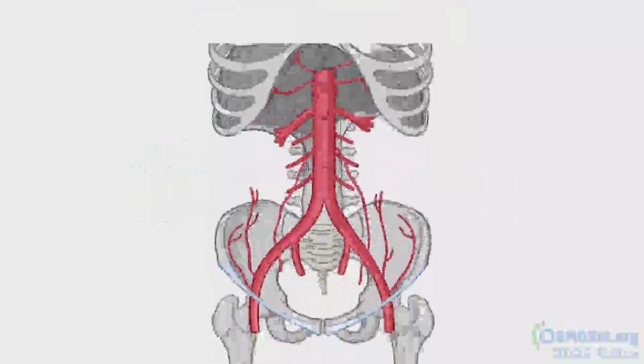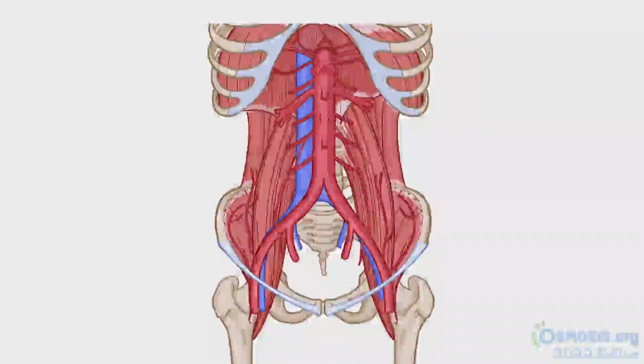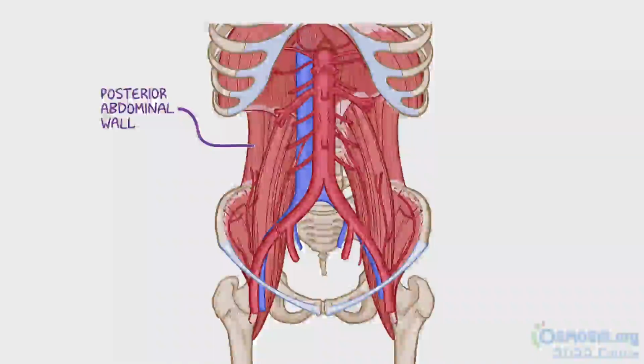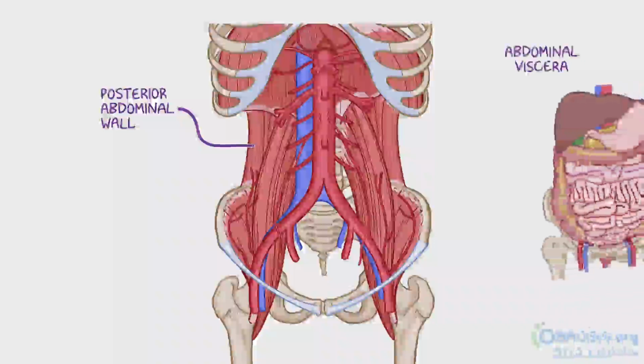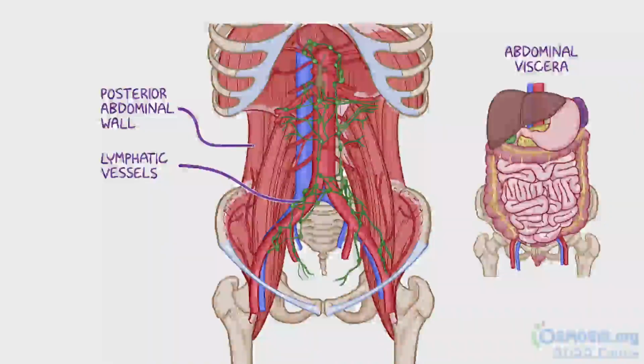The major vessels of the abdomen, including the abdominal aorta and the inferior vena cava, course along the posterior abdominal wall. Branches and tributaries of these vessels help supply and drain the posterior abdominal wall and the abdominal viscera. Important lymphatic vessels that help with drainage of the lower body are also found in this area.